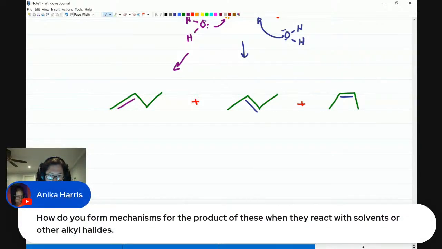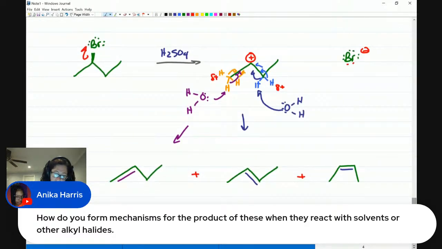How do you form mechanisms for the product of these when they react with the solvents or other alkyl halides? I'm not sure I understand your question. So in this case, the solvent is the attacker. But do you mean one of these molecules attacking another one of these molecules? Because if that's what you're asking, then that's not going to happen here.